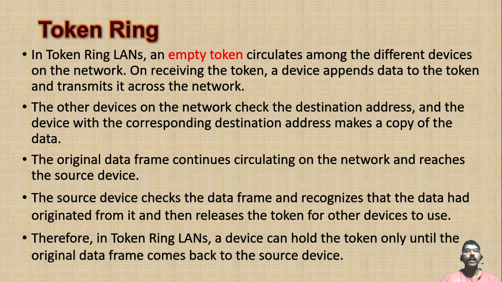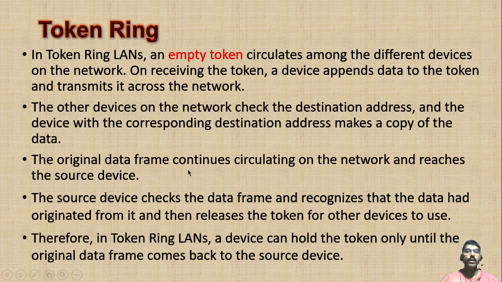The other devices on the network just check the destination address. Whenever the data frame arrives, a device receives it and checks the destination address. If the device matches the destination address, it extracts the data from the data frame. Otherwise, it rejects it and sends it to the next station. As the original data frame is received by the destination, it sends that data frame on to the source station.